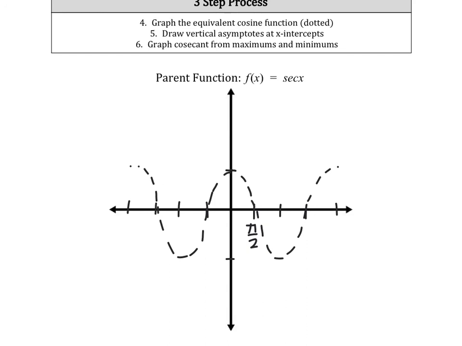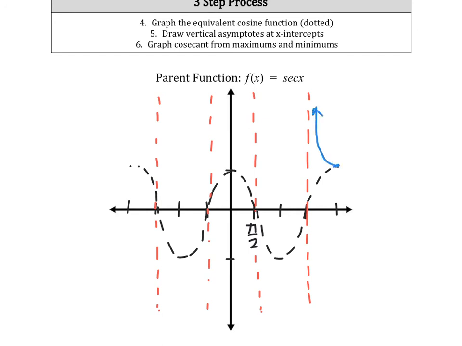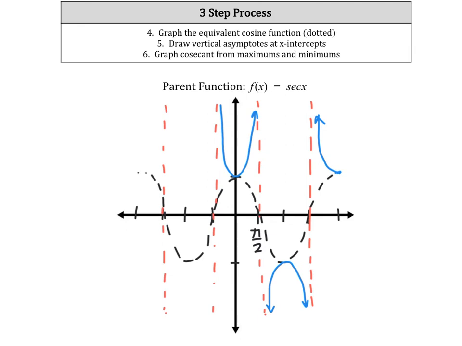There you go. So wherever I see an x-intercept, I'm going to draw a vertical asymptote. So I have one at pi over 2, 3 pi over 2, negative pi over 2, negative 3 pi over 2, and it would continue every pi units apart. And then all I have to do is find my maximum and minimum values and draw in my little parabolas. And there you have it.